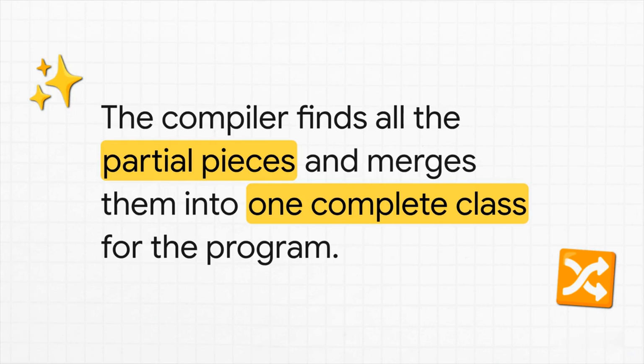And this is the magic right here. To you and your team, they're just separate, organized files. But when you hit compile, the compiler acts like a master tailor. It goes out, finds all those partial pieces, and seamlessly stitches them together into one single, complete class. As far as your program is concerned, it was always one file. It's just an amazing way to organize massive classes and let teams collaborate.